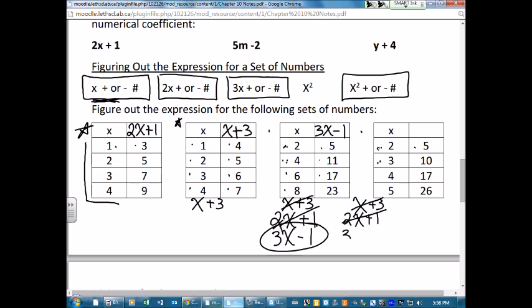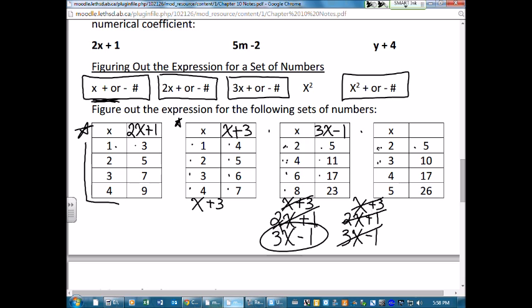So now I go to 3x. So 3 times 2 is 6. To get to 5, I'd have to subtract 1, just like our last expression. So let's try this one. 3 times 3 is 9. Minus 1 is 8. Oh, that doesn't work either.